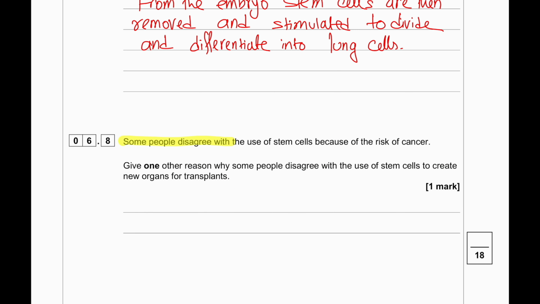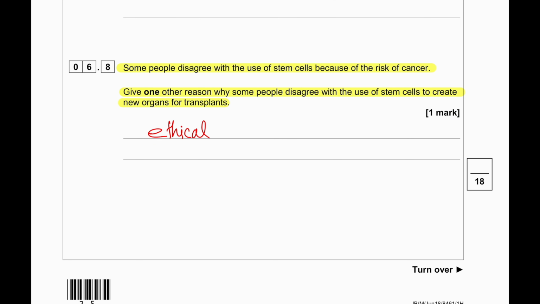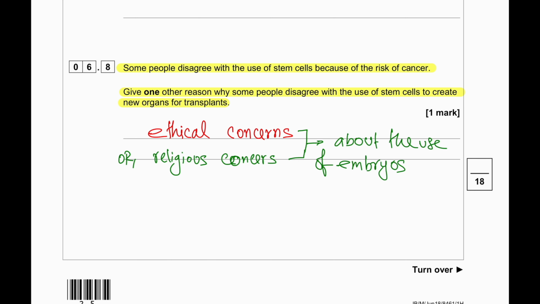Some people disagree with the use of stem cells because of the risk of cancer. Give one other reason why some people disagree with the use of stem cells to create new organs for transplants. Many people have ethical or religious concerns about the use of embryos and the loss of potential human life that could have been created from those embryos.